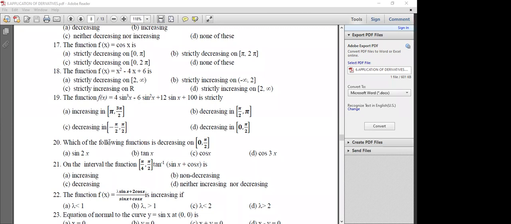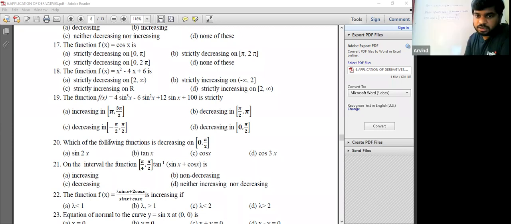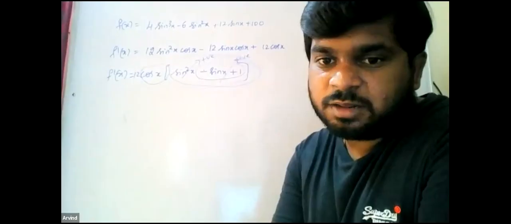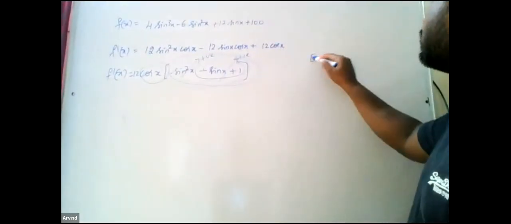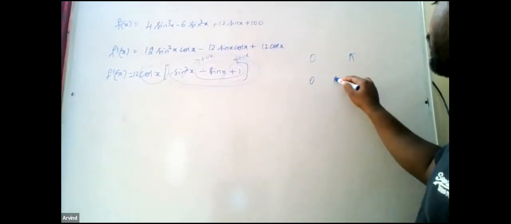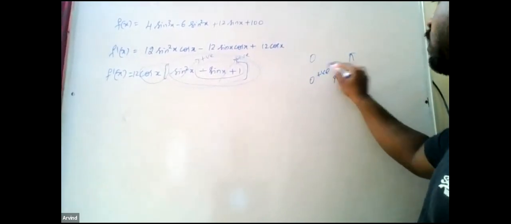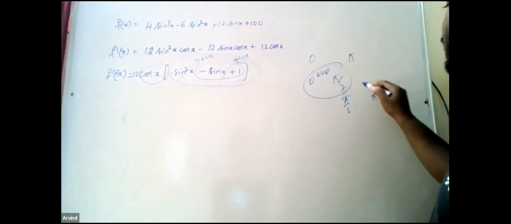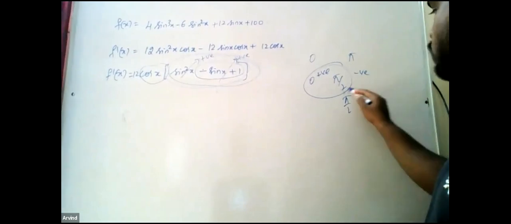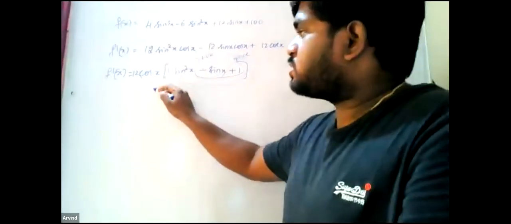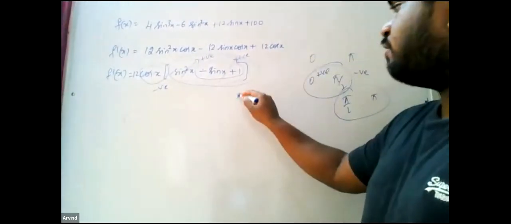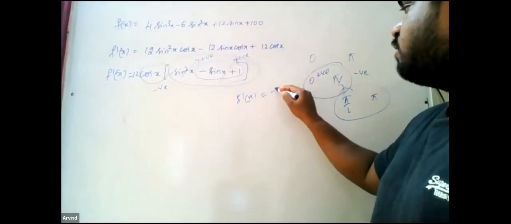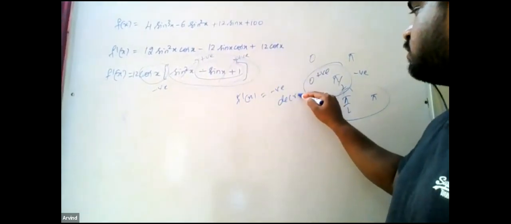Cos x is increasing in pi comma 3 pi by 2, decreasing in pi by 2 comma pi, decreasing in 0 comma pi by 2. Sir, I think B. Yeah, decreasing in pi by 2 to pi, that will be correct. If you observe, cos from 0 to pi by 2 is positive, and from pi by 2 to pi it is negative. So in this range cos is negative, so f dash of x is negative, which means it is decreasing.